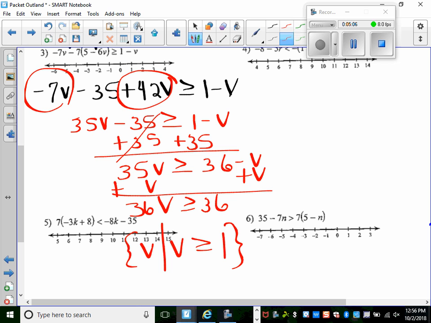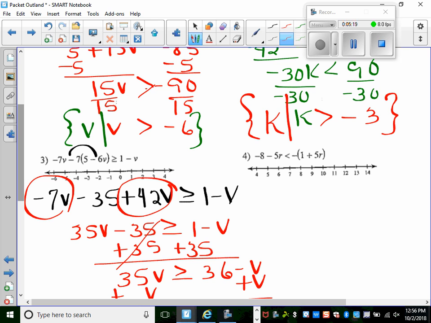Now we're going to go over two other examples where, just like with equations, you can have an infinitely many solutions type of problem. So let's do that. That's question number 4. So let's take a look. So in question number 4, I bring down the -8 minus 5r less than -1 minus 5r. So when I try to get all my r's to one side, you're going to notice that they're going to cancel out on both sides.